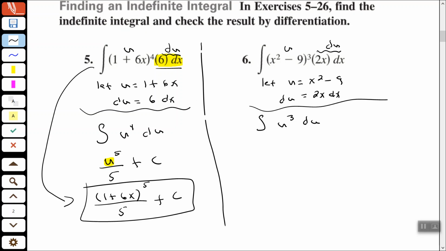Now I can use my power rule, so add 1 to the exponent, so u to the fourth, and again you can divide it by 4 or multiply it by 1/4, however you want to write that, it's fine, plus c. Okay, so now that we've integrated that, I want to go back and write this in terms of x by substituting back in for u. So that's equal to 1/4 of x squared minus 9 to the fourth power plus c.